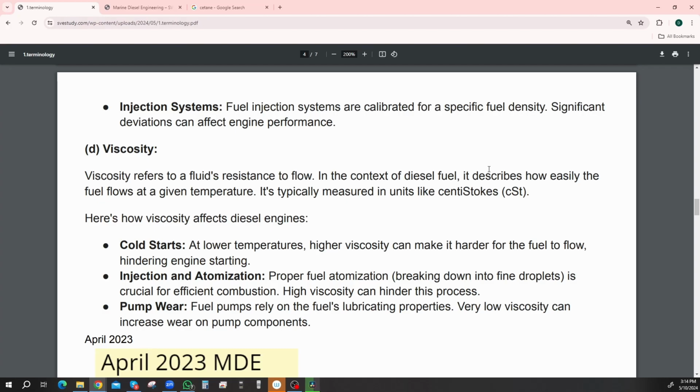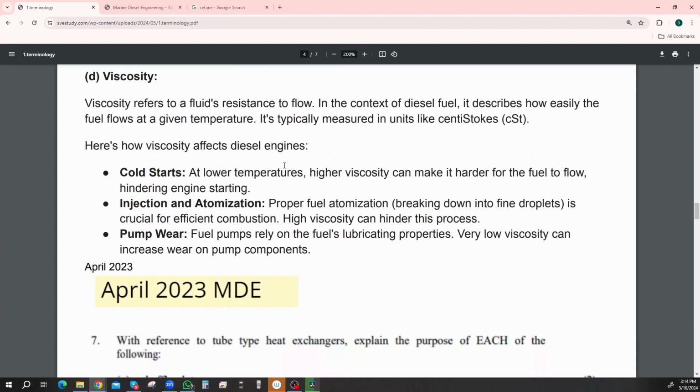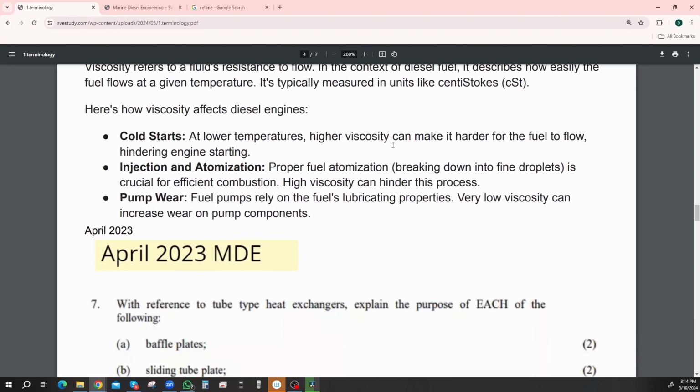Pump wear. Fuel pumps rely on the fuel's lubricating properties. Very low viscosity can increase wear on the pump components. All right. So if it's harder, it's going to wear out the pumps a bit quicker.